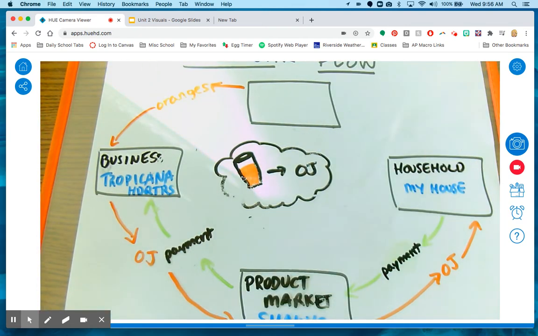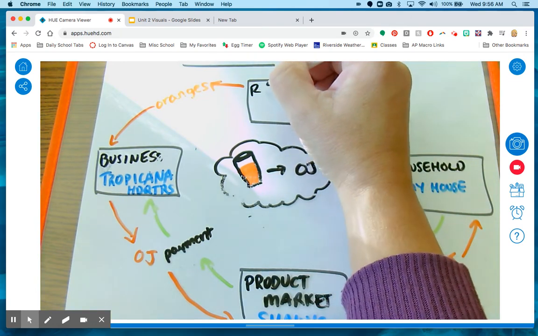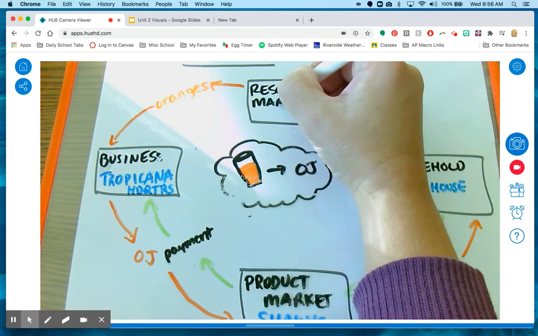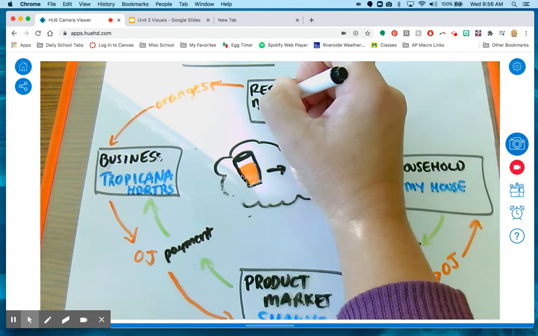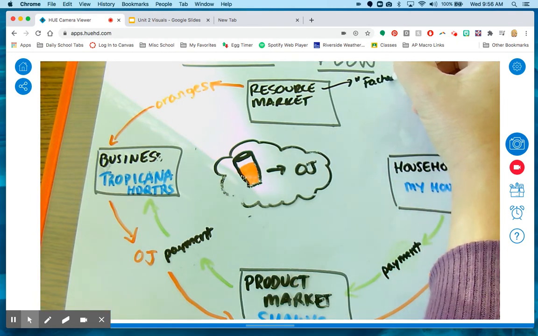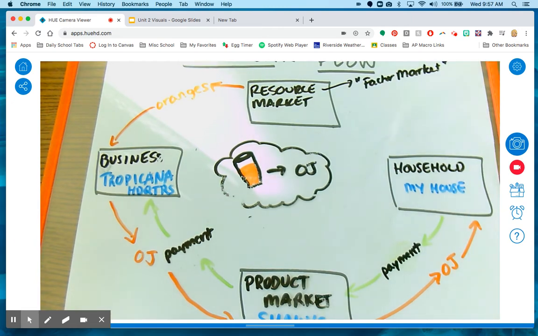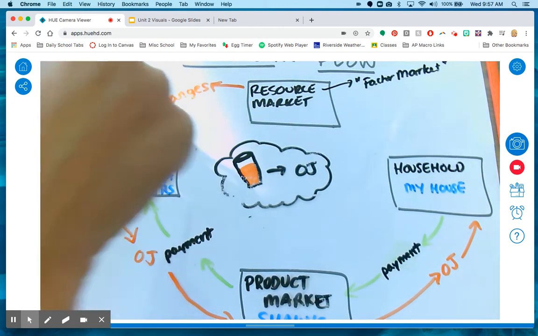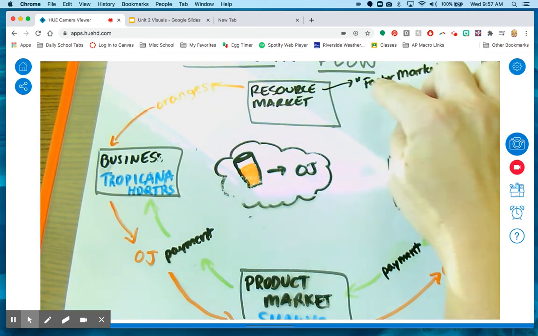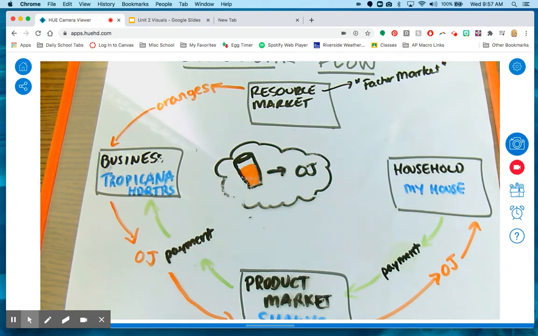Well, oranges are a factor of production or a productive resource. So often this is referred to as the resource market. I'm going to write a little note up here. Sometimes this is referred to as the factor market. All right, so be comfortable with both names. You have a textbook that's going to refer to this as the resource market. There might be some other textbooks out there that call it the factor market. You could see either of these mentioned on an AP exam, so just be prepared for that.